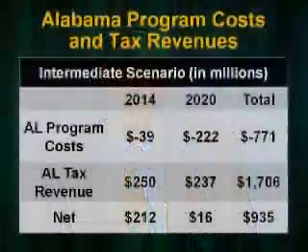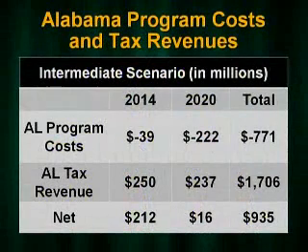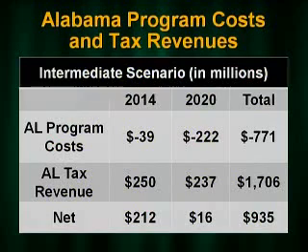And so basically what we conclude is if the state wanted to go forward, over those 7 years, it would spend some $771 million. It would get tax revenues of $1.7 billion for a net gain in tax revenues across the various taxing authorities in the state of $935 million. So there's a big economic impact of expanding the Medicaid program, largely because of the very large federal contribution to the expansion. So that's the economic case for expanding.